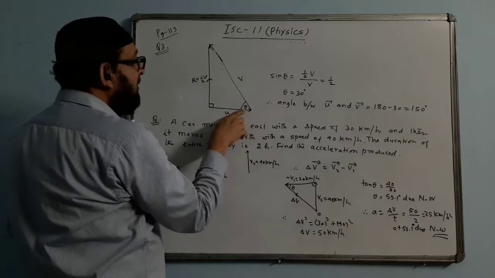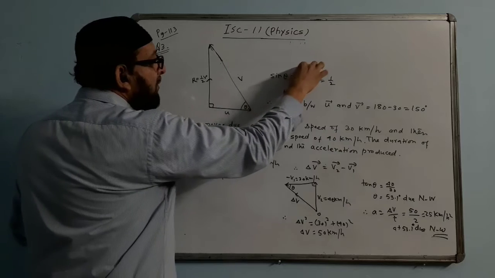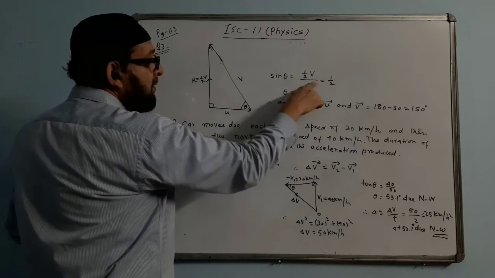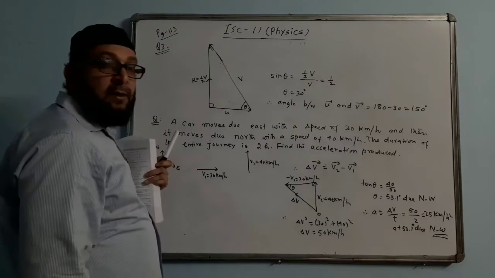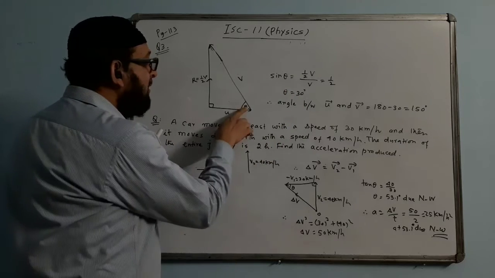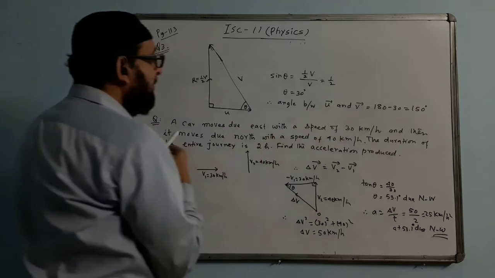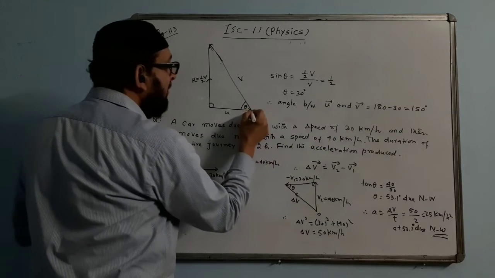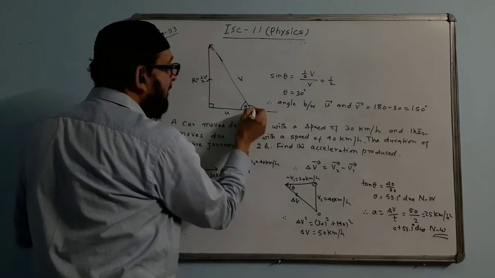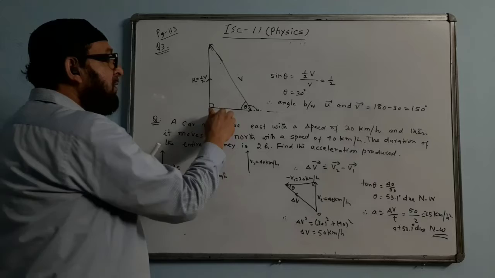Sin theta is equal to perpendicular by hypotenuse. So sin theta: the perpendicular is half v and the hypotenuse is v. Cancel, so this is coming half. The value of theta is coming 30 degrees. This angle is coming 30 degrees, but how do we take the angle between the vectors u and v? The angle between u and v will be the angle outside, this angle you have to measure.